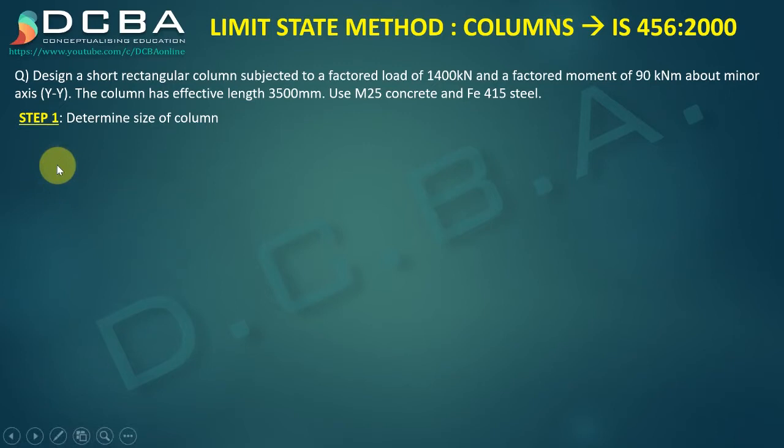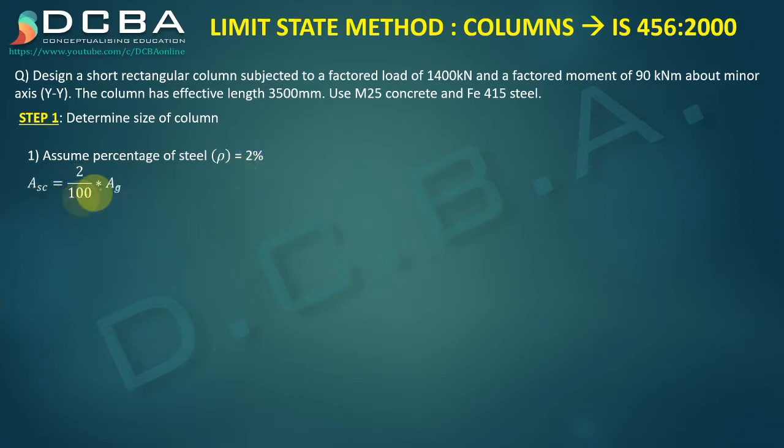So step 1 always is to determine the size of column. Till now we have understood what the question is. Let us start with the steps. As usual, in all our previous design problems of column, we had assumed a percentage of steel reinforcement. So again I will assume a percentage of steel, that is rho. Let us say that rho is 2%. So ASC is 2% of AG, correct?